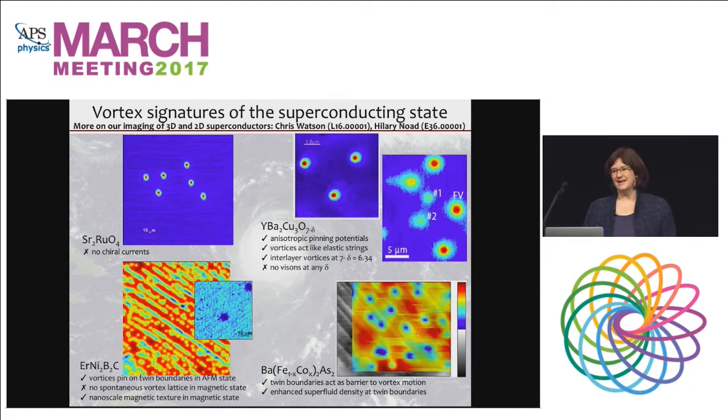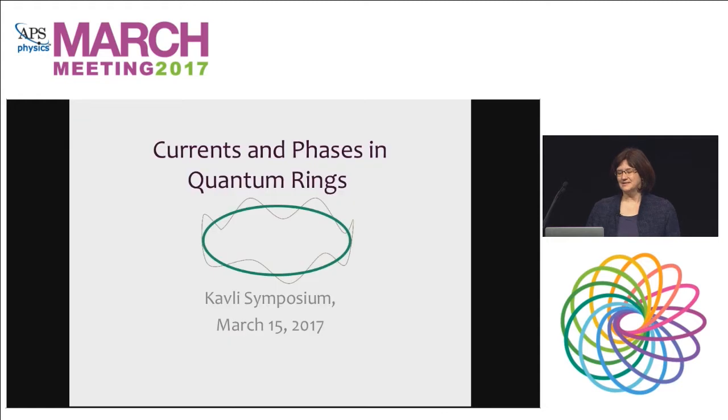What I want to talk about today is the analog of this effect in 1 dimension. So I want to talk about what happens in rings, because if you want to manipulate the phase and want the phase to be single-valued, and you want to study a 1-dimensional object, you probably want to make it a ring. Or if you want to study a 0-dimensional object, maybe you want to put it inside a ring. So the title of my talk today is Currents and Phases in Quantum Rings.